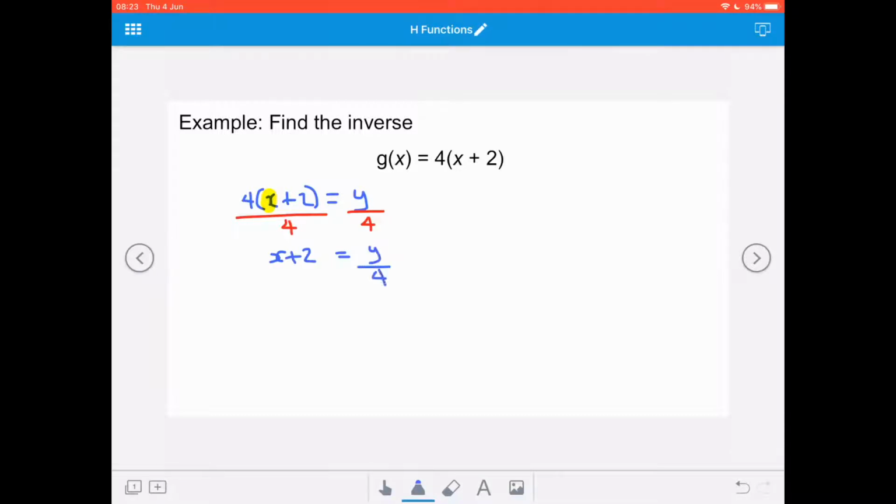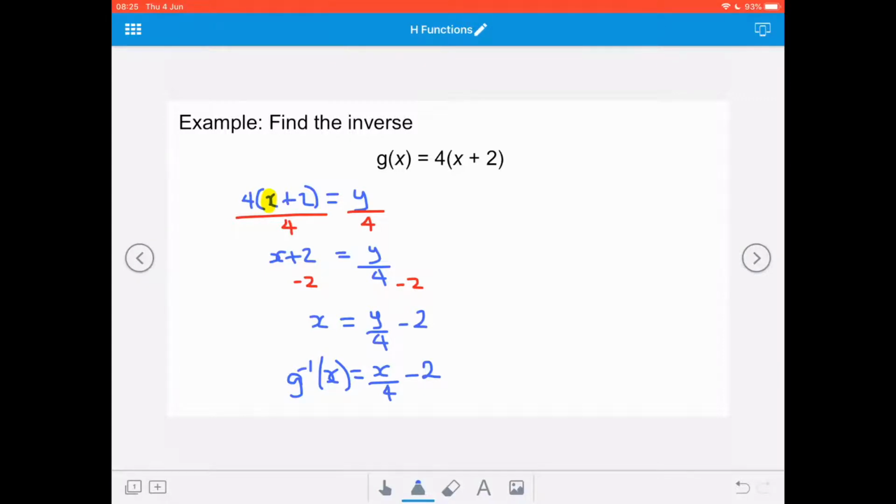And then we're going to take away the 2 from both sides. So we're going to end up with x equals y over 4 minus 2. And then we need to replace that x with an inverse function of g equals, and we're replacing the y with an x over 4 minus 2. So let's do some checks.